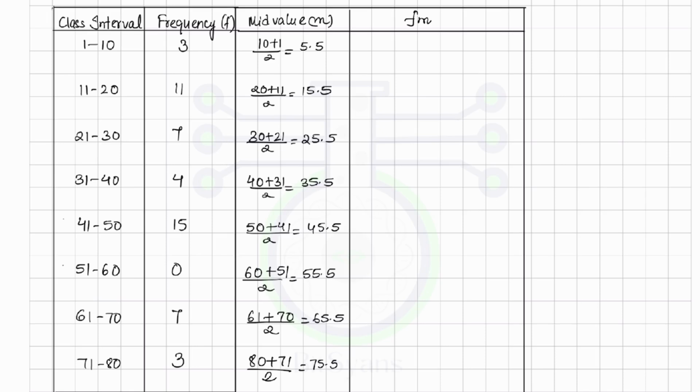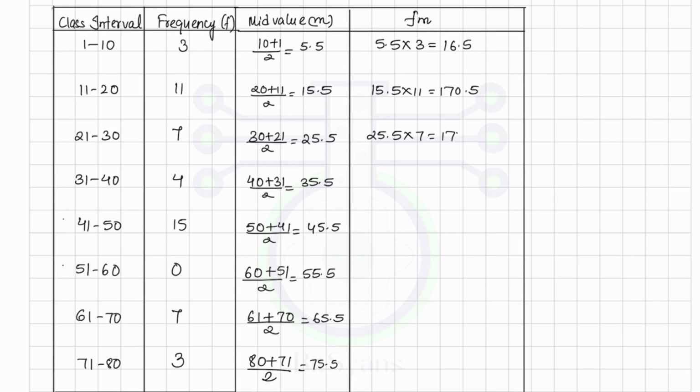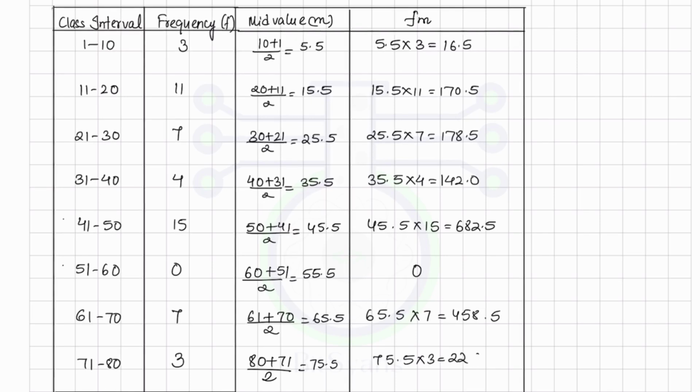So the results that we got: 5.5 into 3 is equal to 16.5. 15.5 into 11 equals 170.5. 25.5 into 7 equals 178.5. 35.5 into 4 is equal to 142. 45.5 into 15 is equal to 682.5. Then we get 55.5 into 10 equals 555. 65.5 into 7 is equal to 458.5. 75.5 into 3 is equal to 226.5.